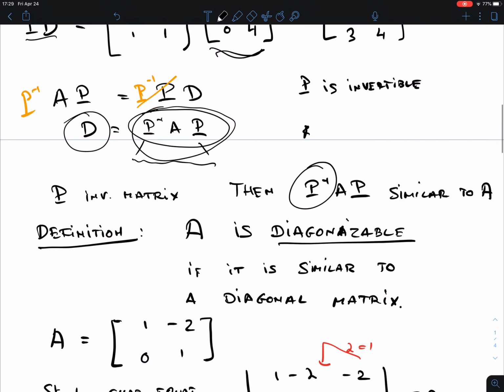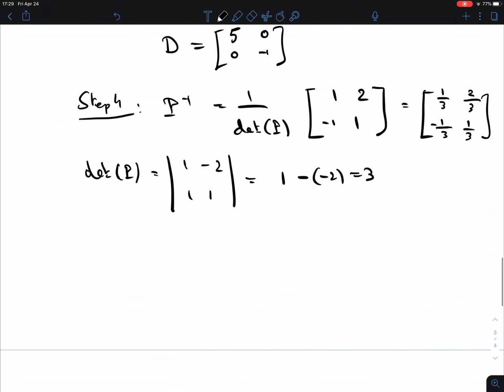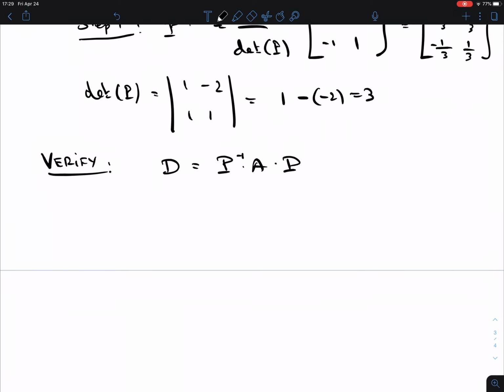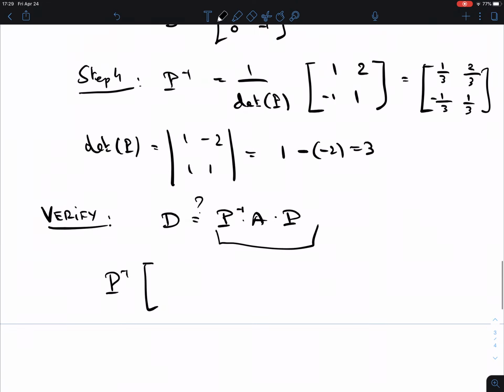Remember this, let me write it up again. So the deal is now, so verify. With all this, we should have that D is equal to P inverse AP. Okay, let's verify this. I'm going to have to multiply out these things. So the question is, is this true? I'm going to start with multiplying these two guys out. I'll still write P inverse here.